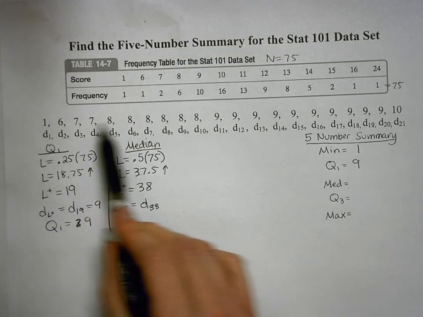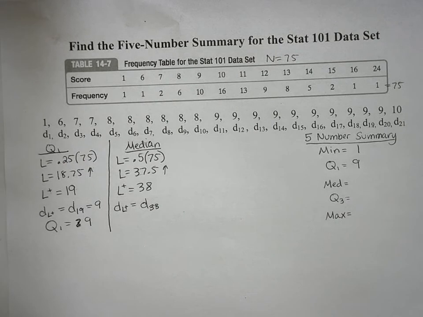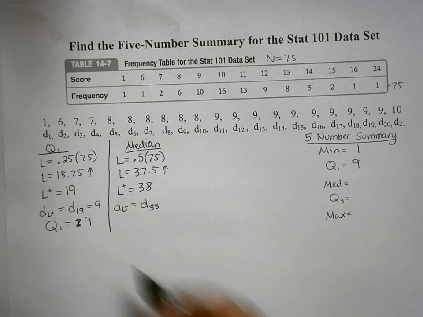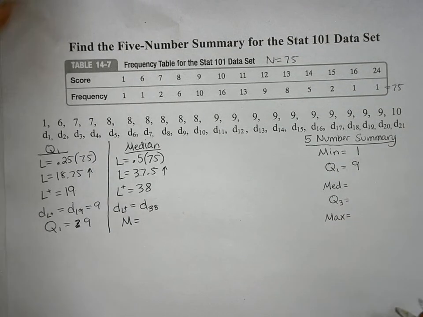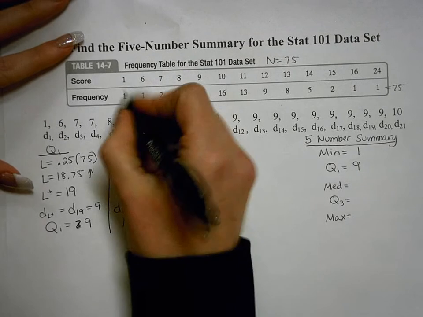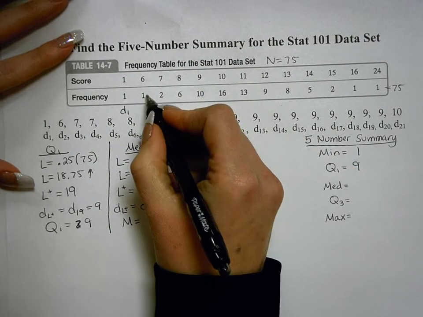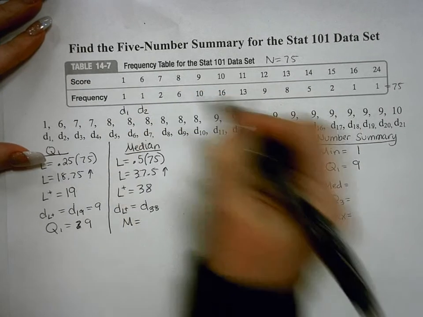Now, I've ordered all the scores out, but I only ordered up to the 21st data point. So I need to figure out what the 38th data point is, because that is what my median is. So I'm going to look at this frequency table. I know that this is my first data point, score of 1. I know that 6, that is my second data point.